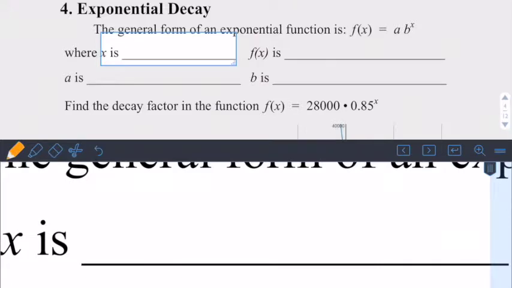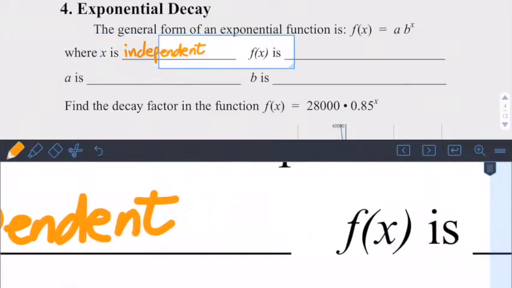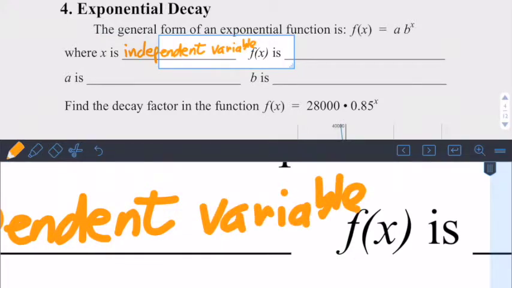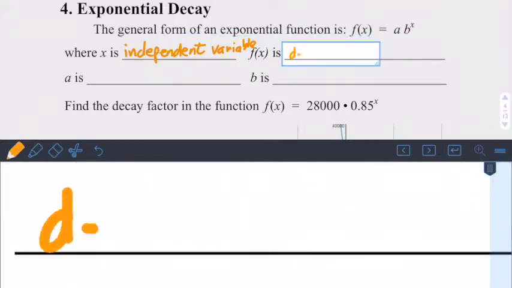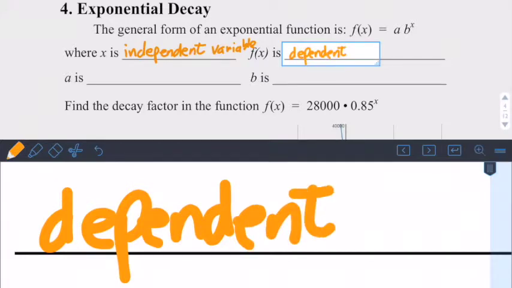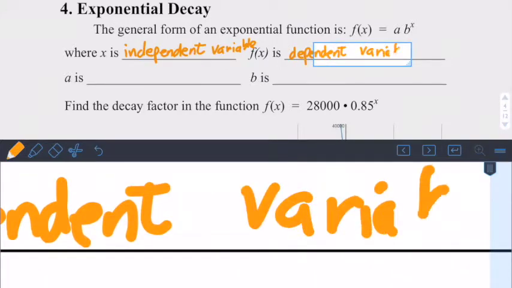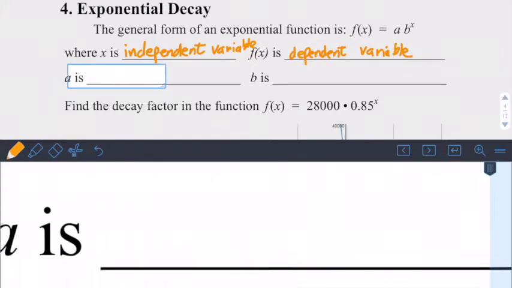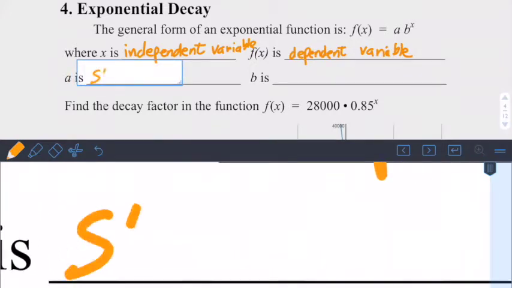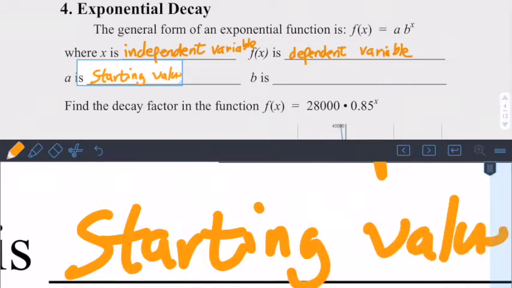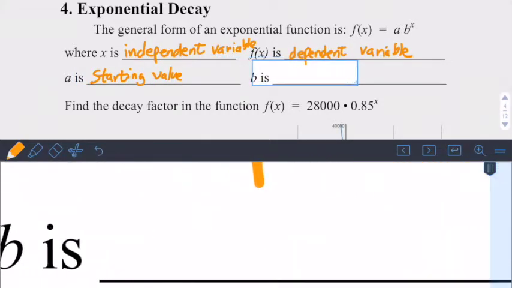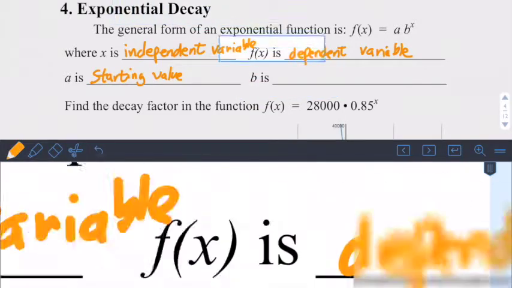So x is our input, but we could also call this the independent variable. Right? And f of x is our dependent variable, right? Our output. So a is our initial value. I'm going to call it starting value this time. Same thing. And b is going to be our decay factor in exponential decay.